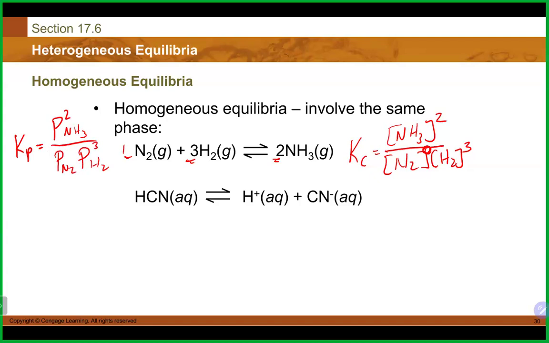On the bottom one here, we got, again, our Kc, which is our H plus, our CN minus, divided by our HCN. On the bottom one, we can't really write a Kp because there's no gases. So you need some gases to cause pressure. And since there's no gases, obviously you can't have a Kp. Any questions on those there?